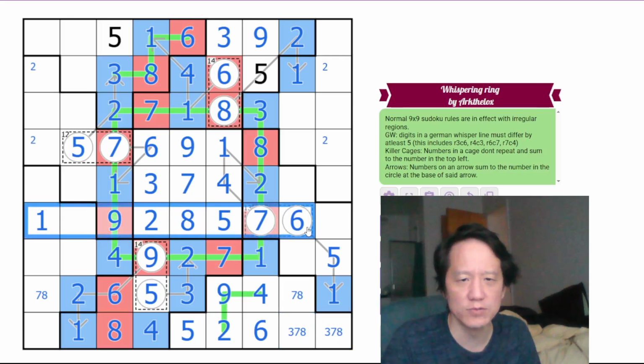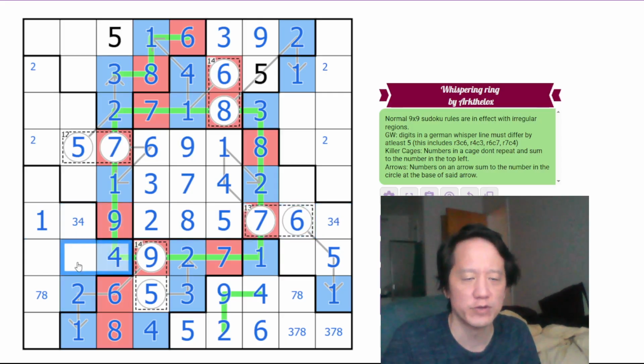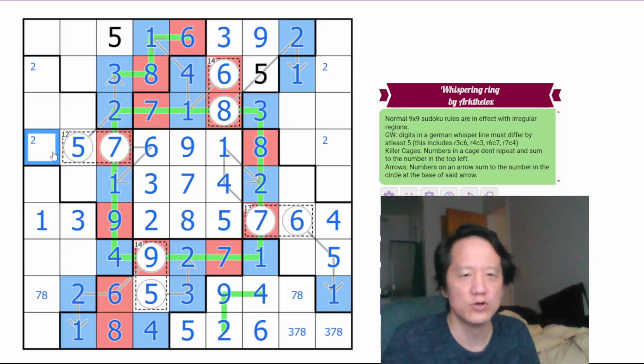We're missing in row 6 a 3 and a 4. But this can't be 4 because of the 4 in the region. So this is 3, this is 4. In row 4, we're missing 2, 3, and 4. This can't be 2, obviously. This can't be 4 because of this 4.